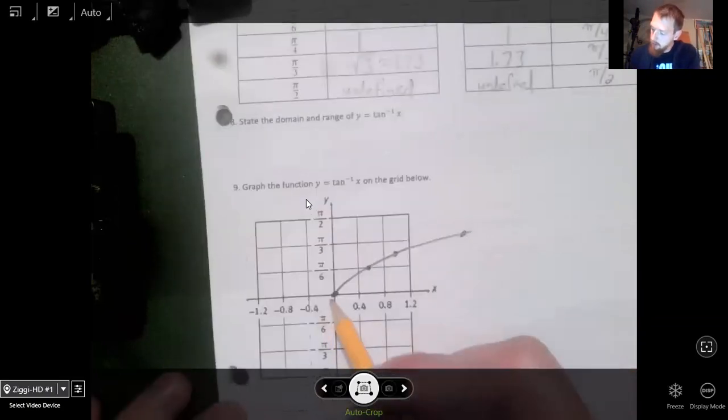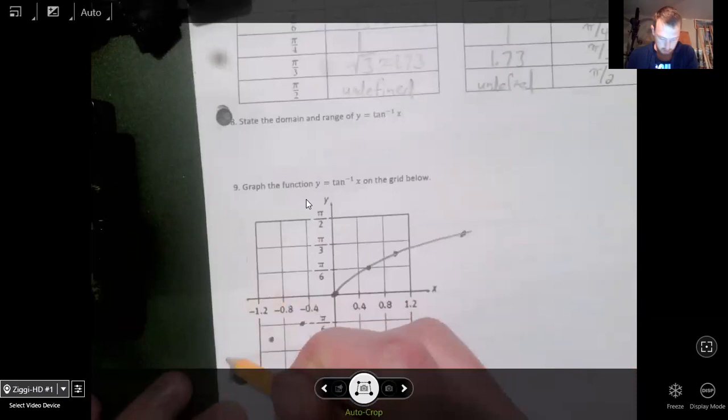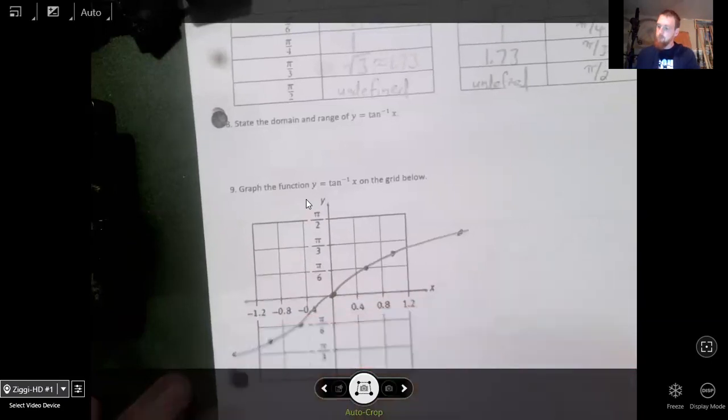All right, then when we come back, x is negative 0.577, y is negative pi over 6. X is negative 1, y is negative pi over 4. We're off the grid a little bit here, about here. When x is negative 1.73, y is negative pi over 3. Okay, so we get this coming back here like this.